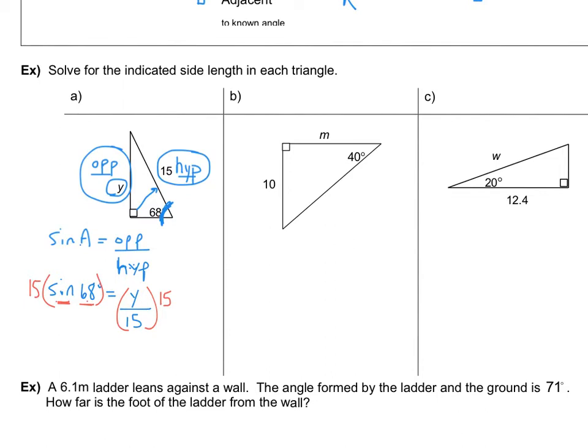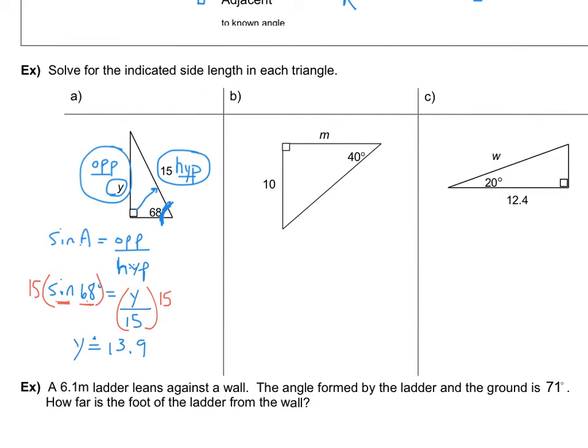I've got 0.9272 roughly, and then I'm going to multiply that answer by 15, and I get about 13.9. So my side y should be smaller than the hypotenuse, and 13.9 is. So I know my answer seems reasonable. All right, so 13.9 units. I didn't put units on these diagrams.